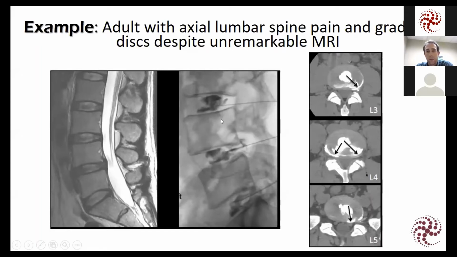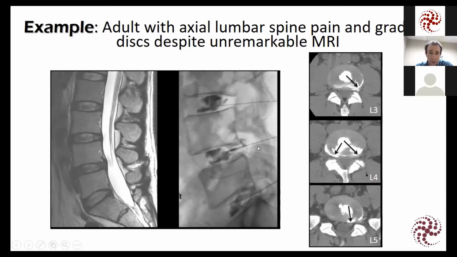So provocation discography and CT discography were much more commonly done probably in the 90s and early 2000s. Essentially, you put needles into different discs in your spine and inject contrast dye at different pressures. If your pain is reproduced with injection of contrast at a lower pressure threshold than the other discs, that would suggest that disc is painful. Then you would put individuals in a CT scanner afterwards and see if the contrast dye leaked out, and you could see it leak out through the annular fissure.